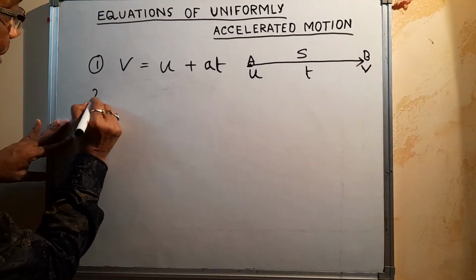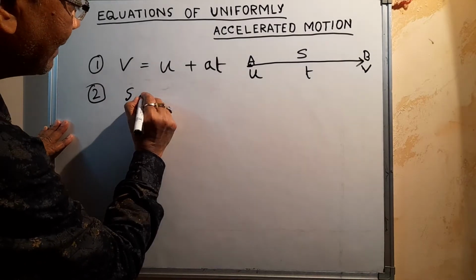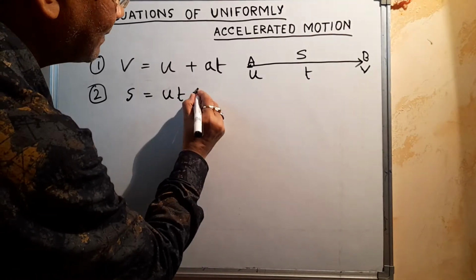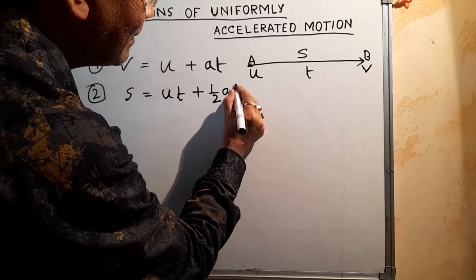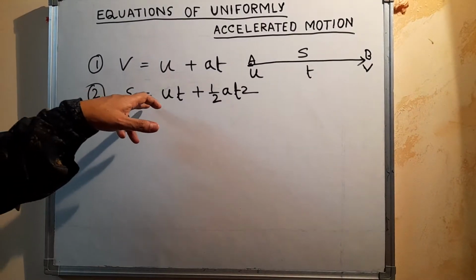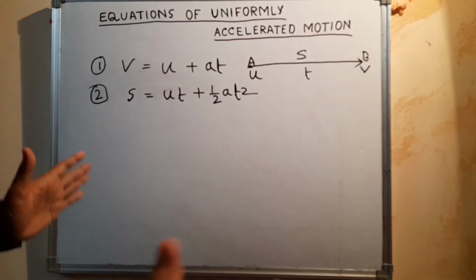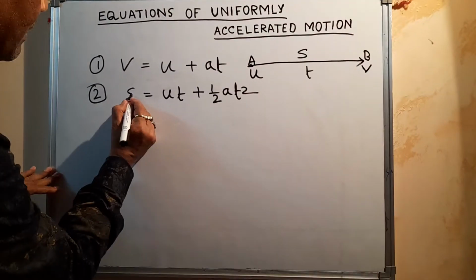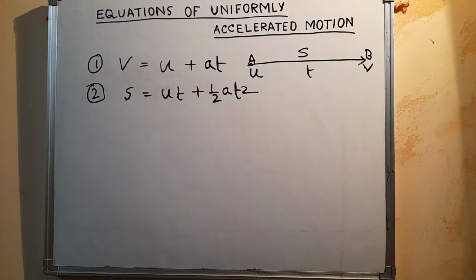The second equation will be s equal to u into t plus half of a t square. That is, s equal to ut plus half of at square. This s is the distance covered, and s will be equal to ut plus half of at square.